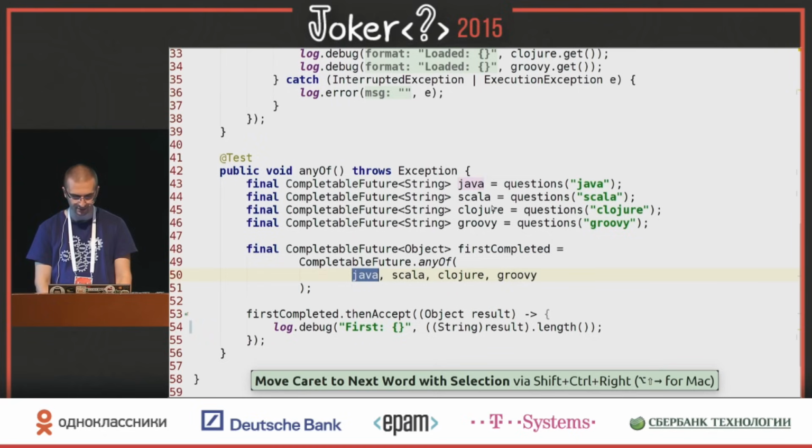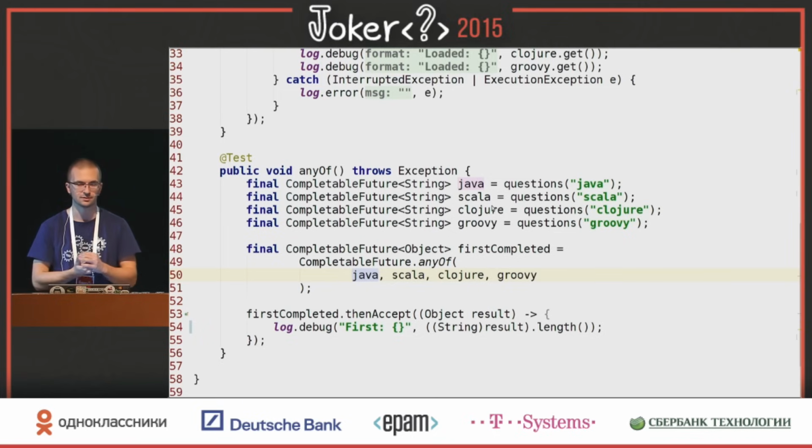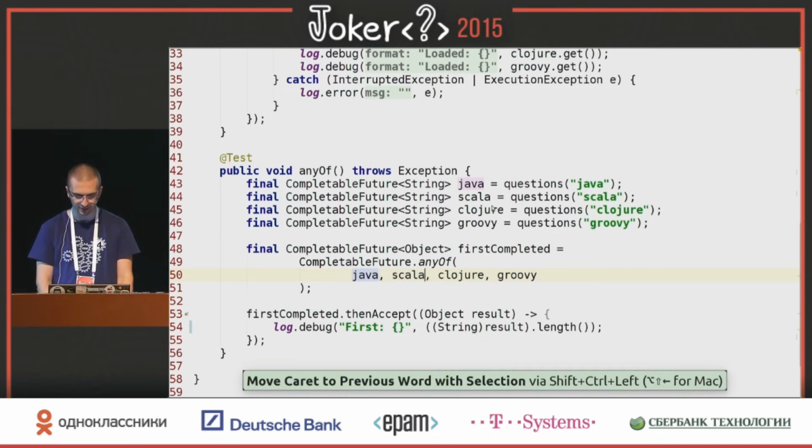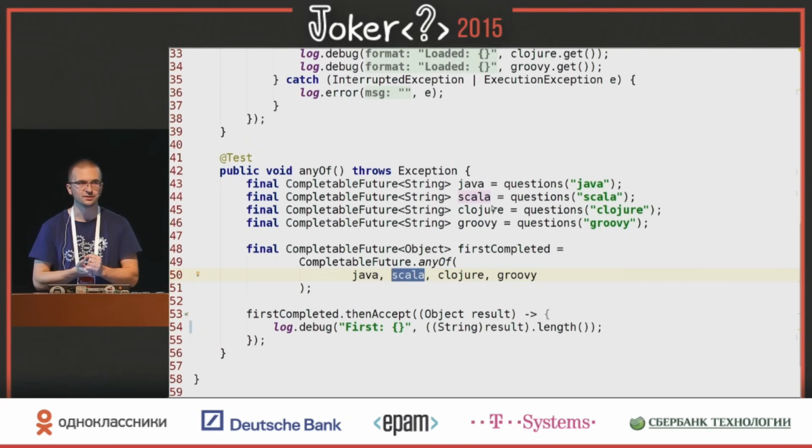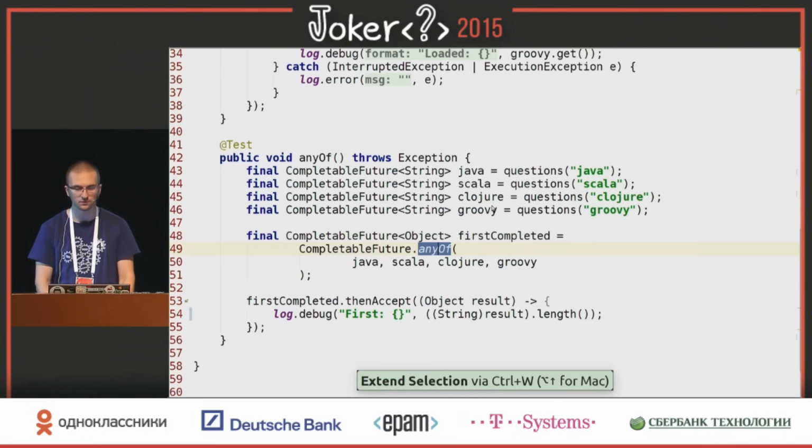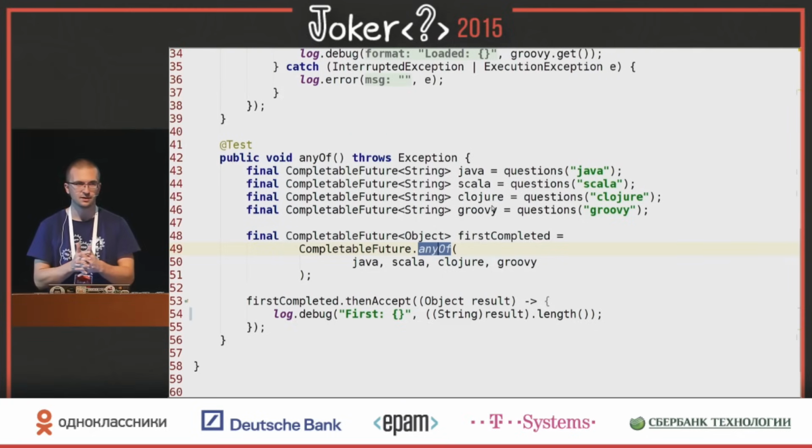However, if the first one fails, the first one as in the one that was the soonest to complete, let's say Scala was the fastest one to complete, however, it completed with an exception, then even though all the other futures completed successfully, the result of any of will be an exception, because the first future always wins, and it doesn't matter whether it wins with a normal value or with an exception. This is the one that gets propagated. We can learn later how to alter this behavior by doing it more or less manually. I guess this answers the question.